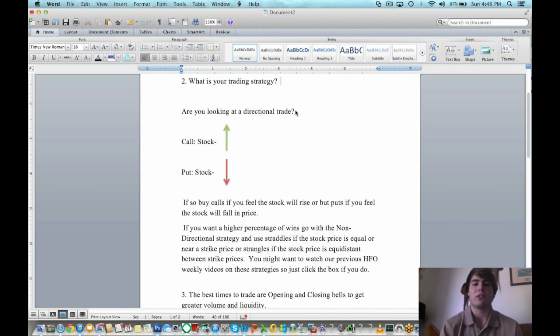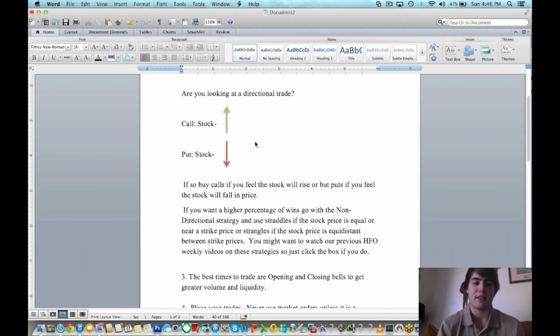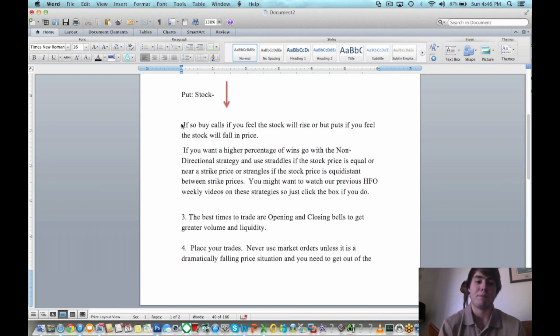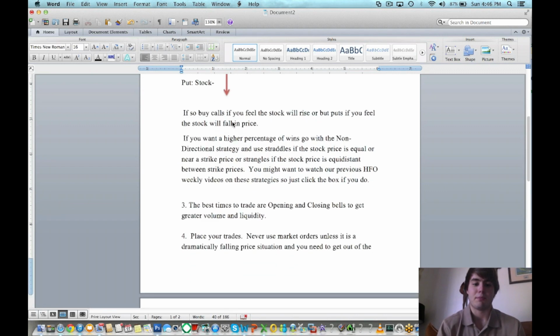So the first would be, are you looking at a directional trade? And I mean, it looks how it sounds. A call would be going up. You'd be looking at if the stock would be going up. A put would be if you think it's going to go down. And so, I mean, that's basically what I just went over.